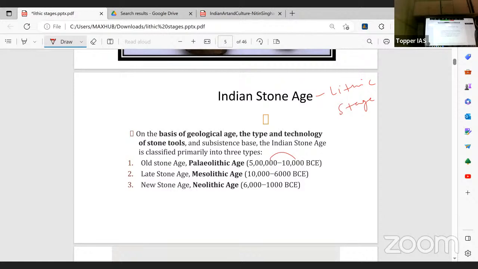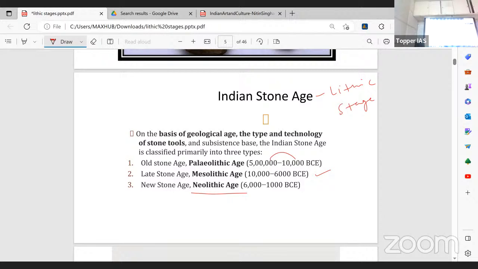it is called the Paleolithic stage. The time periods are not perfectly divided. At some time, in some areas, Paleolithic was still going on, but in some areas Mesolithic had already started. Just for reference, from 10,000 to 6,000 BCE it is called the Mesolithic stage. Then 6,000 to 1,000 BCE is called the Neolithic.